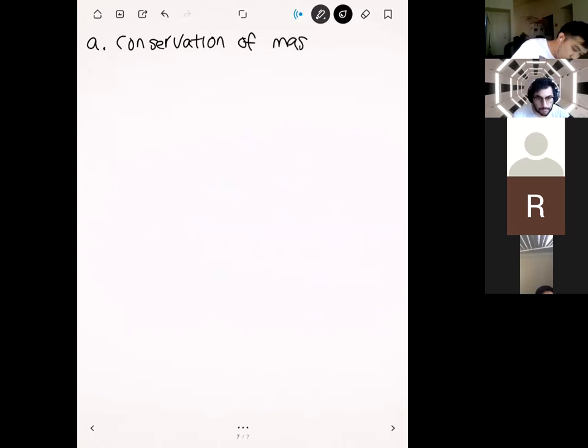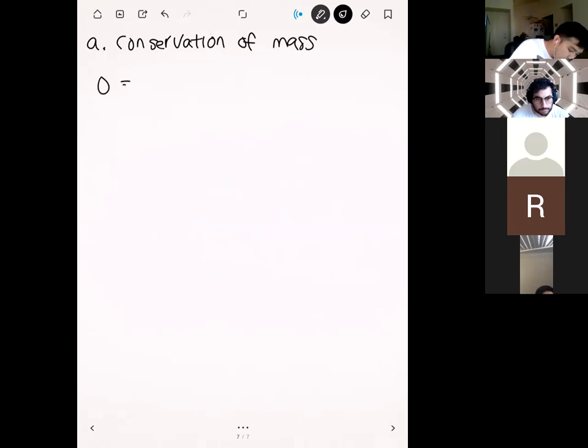Okay. So let's start with part A. And so in part A, let's actually start with conservation of mass. Because right now we know the inflow of the water into the sprinkler, but we don't know the velocity of the water that's coming out the sprinkler heads. Okay. So let's start with that.